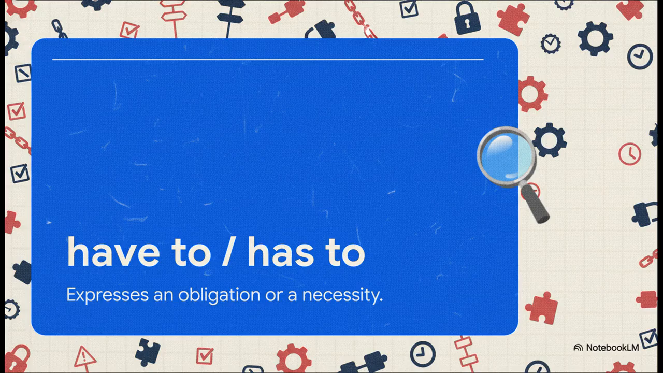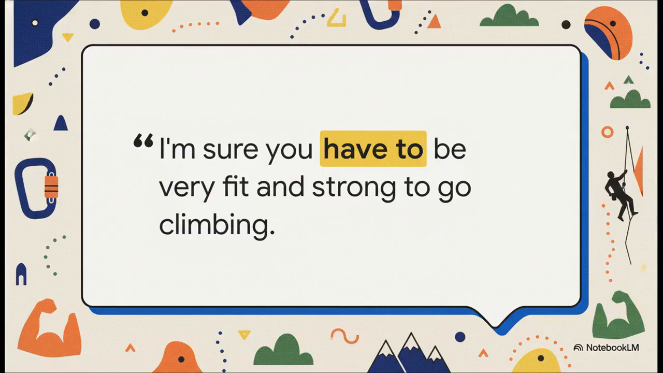The rule here is really simple. When something is a must, a requirement, you use have to, or has to if you're talking about a he, she, or it. Just think of it as something that's not up for debate. It just has to be done. Our climber, Tilly Parkins, says it perfectly. She would tell you, you have to be very fit and strong to go climbing. It's just a fundamental requirement for the sport. You can't really get around it.